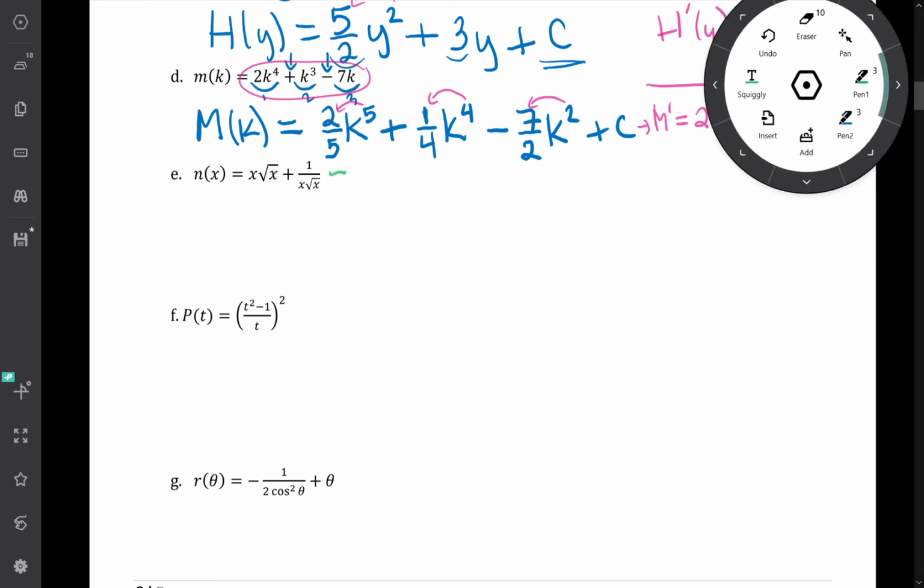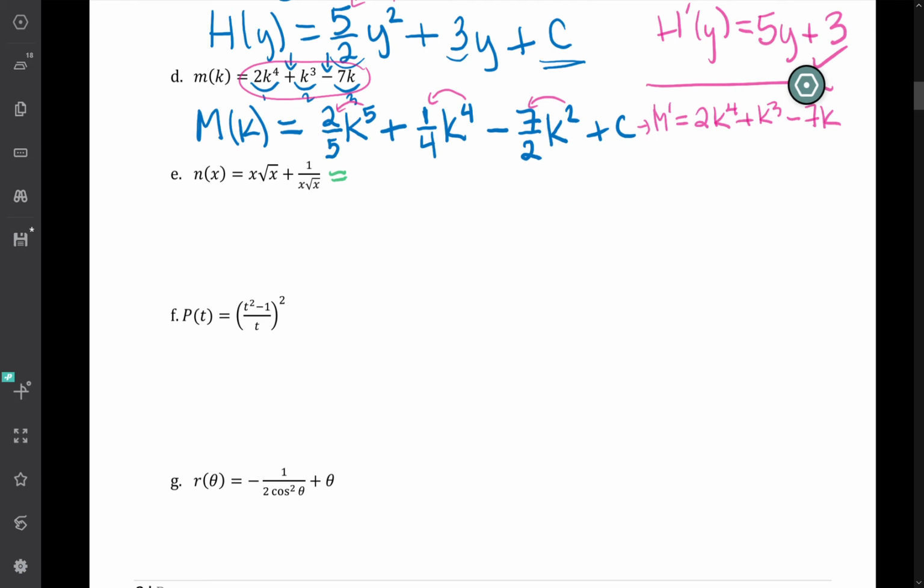So the reason it's tricky is just because you need to rewrite the original function before you jump into finding antiderivatives. So remember that this is the same as x times x to the 1/2 plus 1 over x times x to the 1/2. So what I'm doing here is not finding antiderivative or derivative, it's just rewriting original function n, little n. So little n is my green stuff.